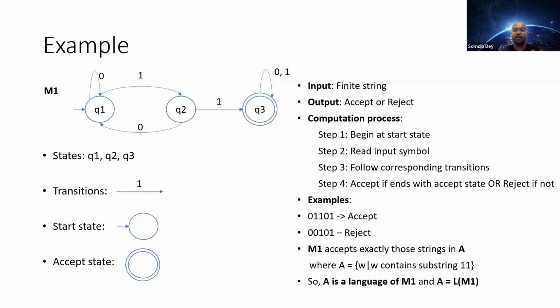Or mathematically, we can also denote it like this: A is the language of M1, or A equals L(M1), which means that the language A is accepted by the machine M1. So, so far, does this make sense?